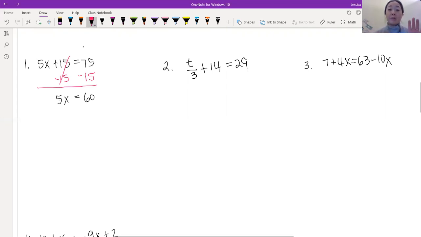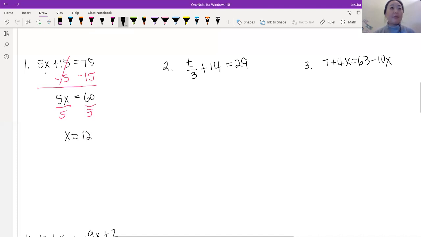We want to just get rid of the 5, not the x, because the x we want to leave there because we want to figure out what x is. If you go back to your middle school days, we ask ourselves, 5 times something is equal to 60. What could that be? Right? So the way we undo that is we divide by 5 on both sides, just using this fraction bar. And we get x is equal to 60 divided by 5, which is 12.